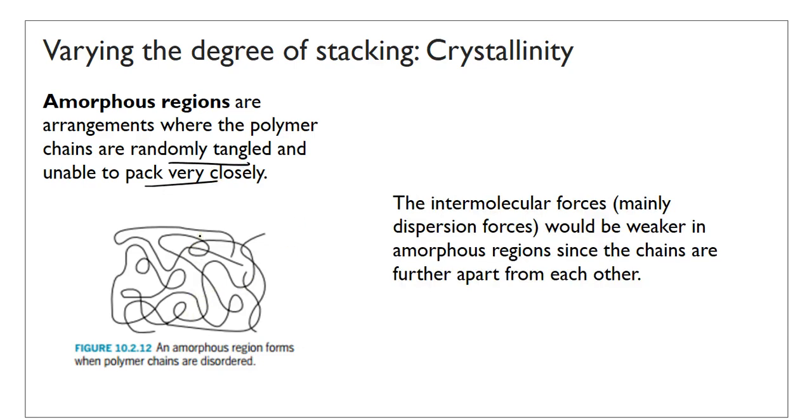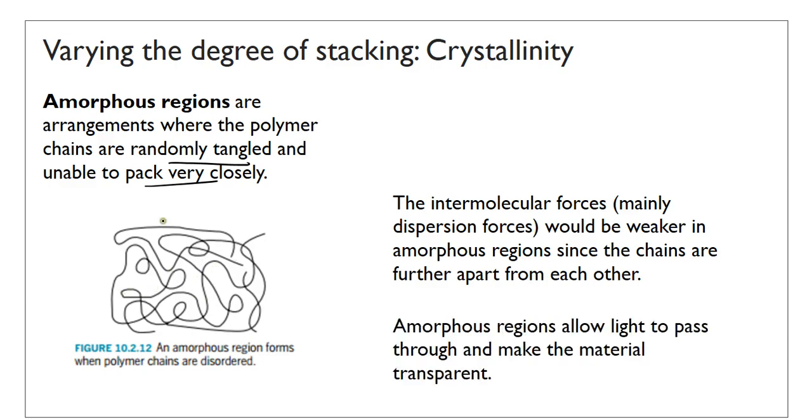You can also have more than one chain. But the good thing about an amorphous region is it allows light to go through, which means that you can have a transparent material. So again, it really depends on what material you try to make. Do you want it to be transparent or opaque? Do you want it to be softer or harder or more rigid?